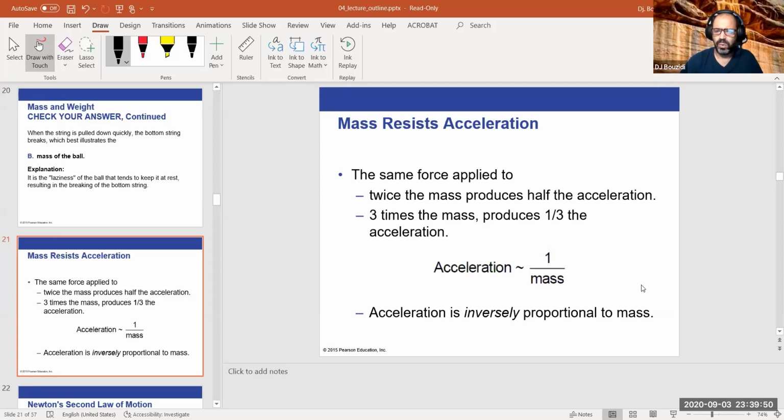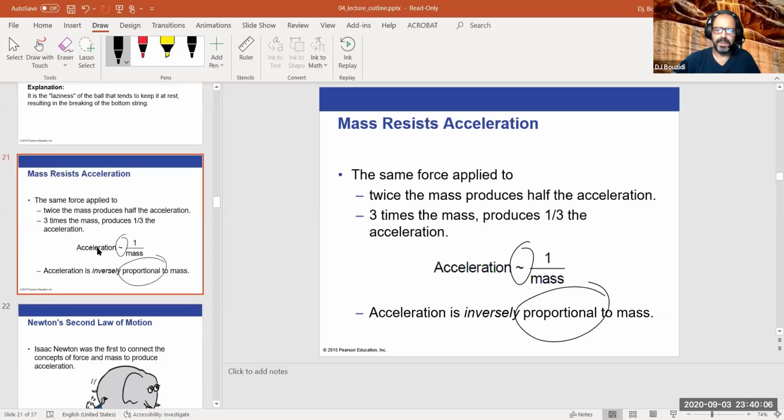Again, this is not equal or approximately equal. This is proportional, okay? If the mass doubles, the acceleration goes by half. If the mass goes by half, the acceleration doubles. That's basically what this expression is telling me.